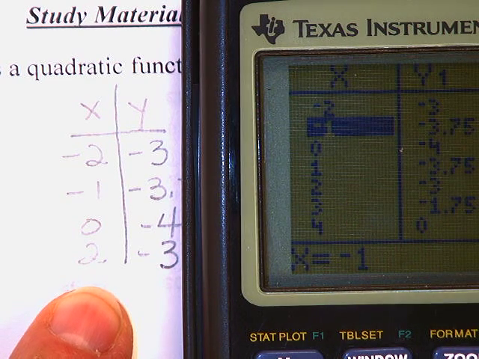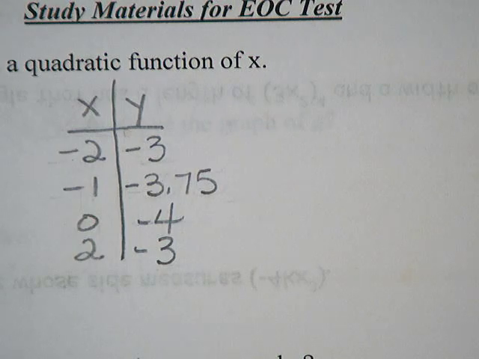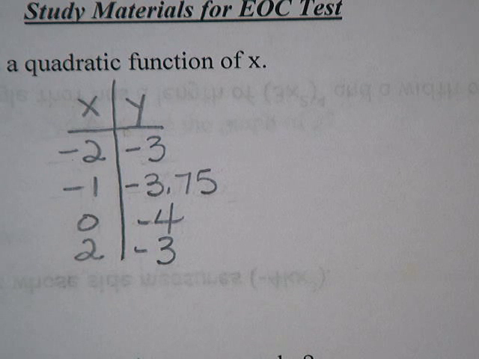So the table matches. So I know that the function, or the relationship, the same representation, would be D, because that gives me all the same points.